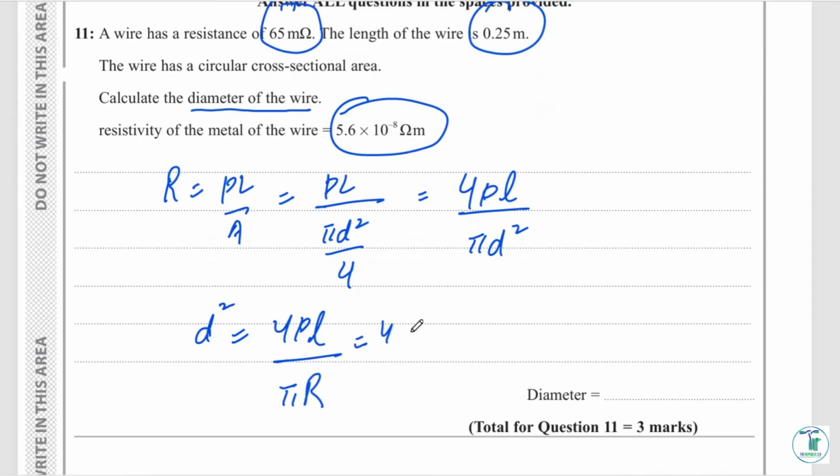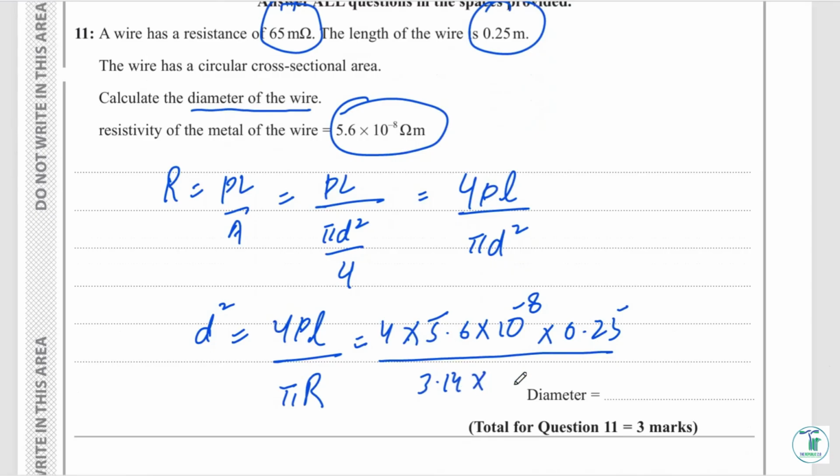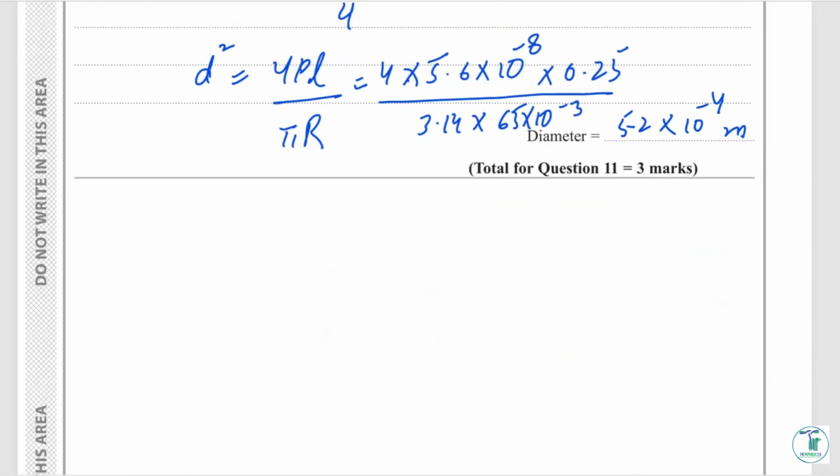I'm just going to plug all the values into the formula. 4 times the resistivity, which is 5.6 times 10 raised to the power of negative 8, times the length, which is 0.25, divided by 3.14 times the resistance, which is 65 times 10 raised to the power of negative 3. I'm going to calculate all that, and then take the square root, and the final diameter, which you can also get using the calculator, has to be 5.2 times 10 raised to the power of negative 4 meters. That is how I'm going to calculate the diameter here.